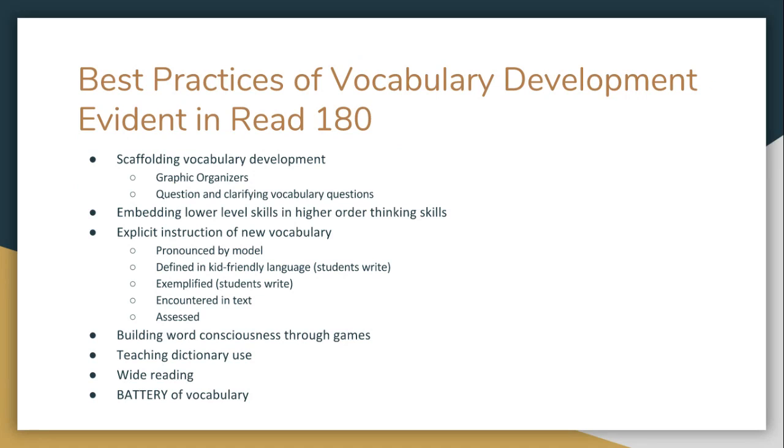Next, let's discuss best practices of vocabulary development. We see scaffolding of vocabulary development through graphic organizers and questioning and clarifying of vocabulary. We see that, like I discussed before, lower level skills are embedded in higher order thinking skills. An example of this is one of the target words that 6th graders learned in the first workshop, which is policy. And the word policy they learned is a rule or regulation.